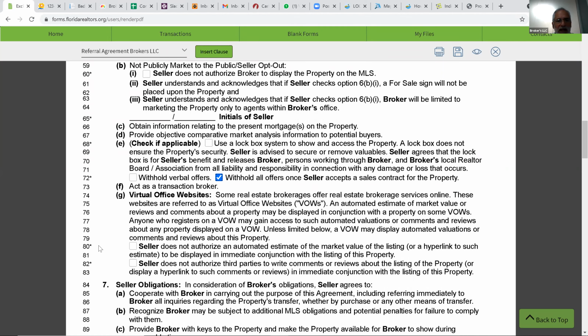So in line 80 and line 82, there are some limits that the seller wants me to put on the listing or on the MLS, okay? Let's read line 80 first. It says that the seller does not authorize an automated estimate of the market value of the listing or a hyperlink to such estimate. So has anyone of you entered the Zillow webpage looking for properties? Okay. There is a tool that they use that is called Zestimate, okay?